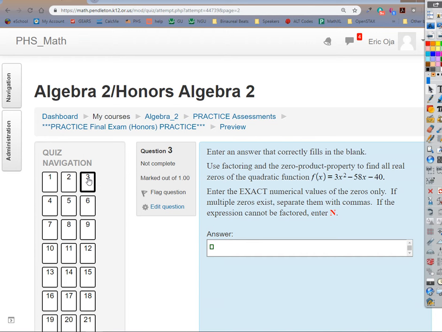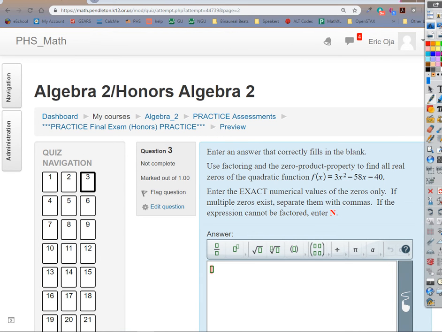Okay, same kind of thing. They want you to enter exact numerical values. This is one we could factor. Let me make the problem a little bigger. So it's 3x squared minus 58x minus 40, and they want us to find zeros. We'd have to use bottoms up on this one. With bottoms up, our magic numbers have to multiply to what? Good, they have to multiply to negative 120 and add to negative 58. So negative 60 and positive 2 would be the numbers.